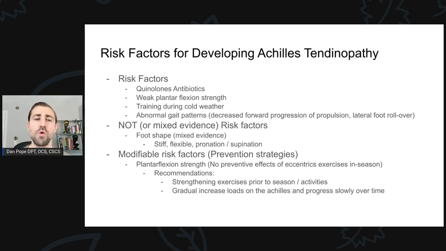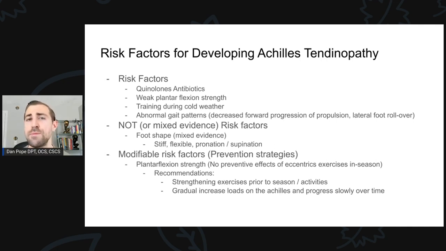So what are the modifiable risk factors we can actually do something about to reduce our chance of getting Achilles tendinopathy? For one, we can probably work on our plantar flexion strength, or just calf strength. Here's the problem: we don't have a lot of great research to show that if you strengthen your calf, you're less likely to develop Achilles tendinopathy. We do have research to show that a weak calf leads to an increased risk. And one study looked at, I believe, NFL athletes. They did eccentric strengthening halfway through a season and found that it didn't reduce the risk of getting Achilles tendinopathy.